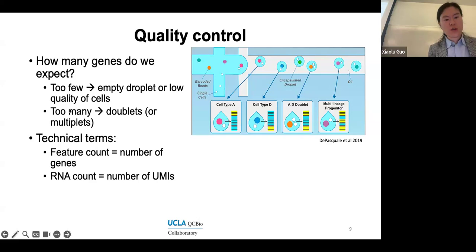On the other hand, we also don't want cells that express too many genes. Those could be doublets or multiplets. If it captured two or multiple cells, it may show different cell features, and we also don't want to include those. So we want to exclude those cells as well. Some technical terms: the feature count is the number of genes, and the RNA count is the number of UMIs.